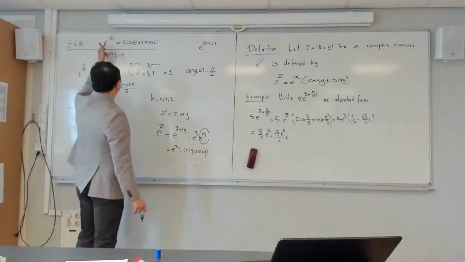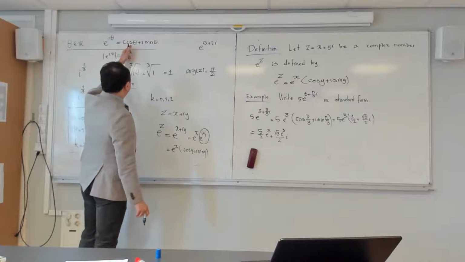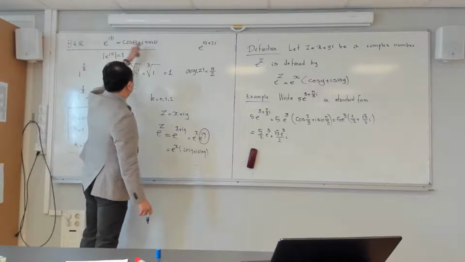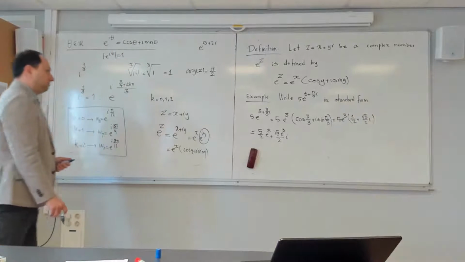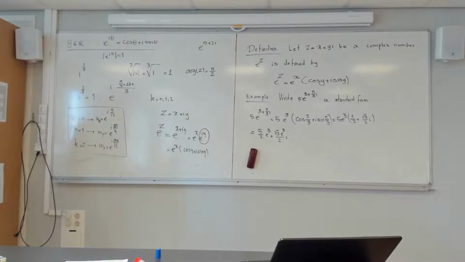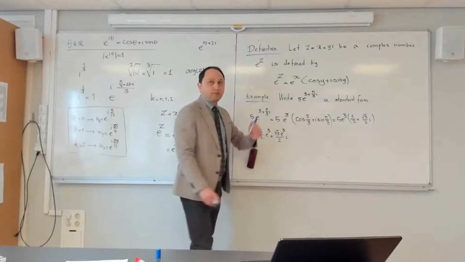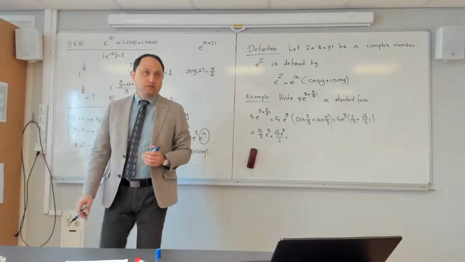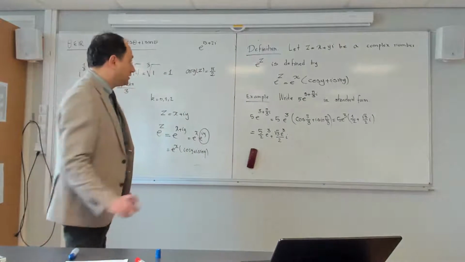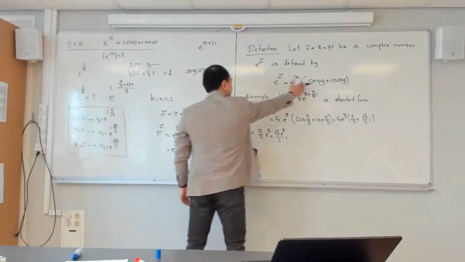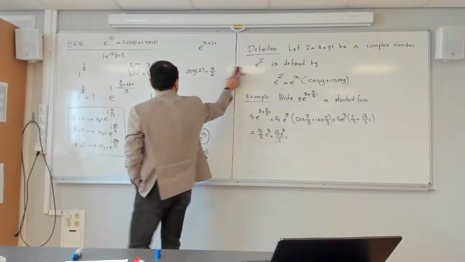So a complex number, what is the real part of this? Cosine theta. What is the imaginary part of this? This is sine theta. Yes? Okay. But if I ask you what is the absolute value of e to power z, what is your answer to that? So let us explore some properties of these complex numbers, of this new function.